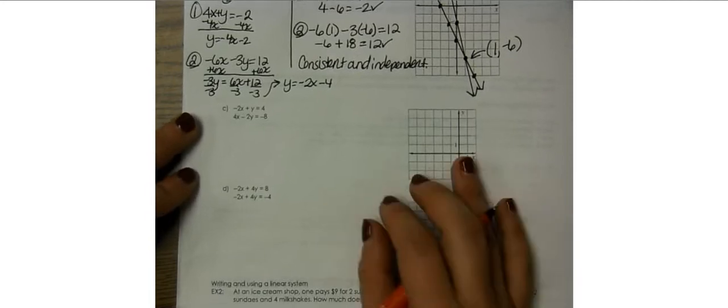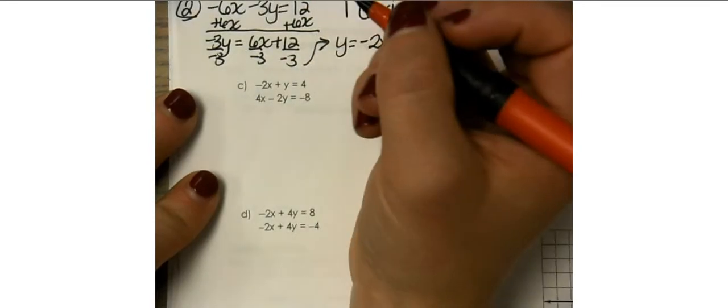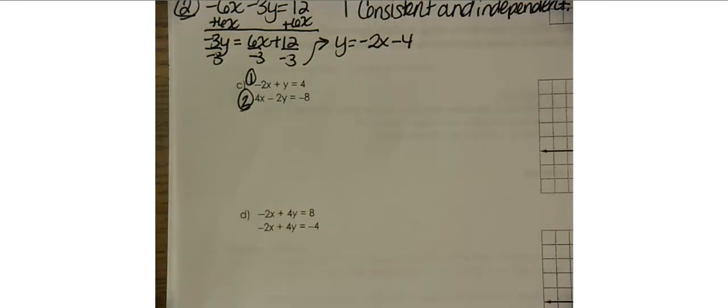For letter C, I'm going to label each equation 1 and 2. And every time that you start these problems, you have a choice. You can either work with y equals mx plus b, or you can work with the intercepts. I'm going to go with y equals mx plus b again. And here we go. So I have number 1, -2x plus y is equal to 4. I'm going to add 2x to both sides, and I end up with y is equal to 2x plus 4.